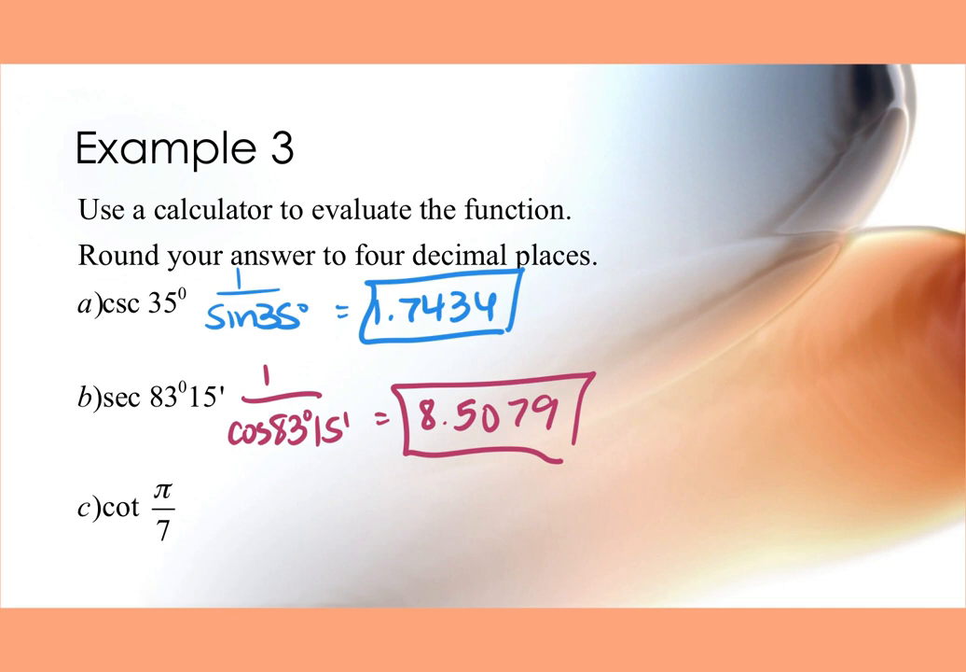And then for cotangent, I'm going to do 1 over tan of pi over 7, but I'm making sure my calculator switches back to radians. And I get 2.0765.